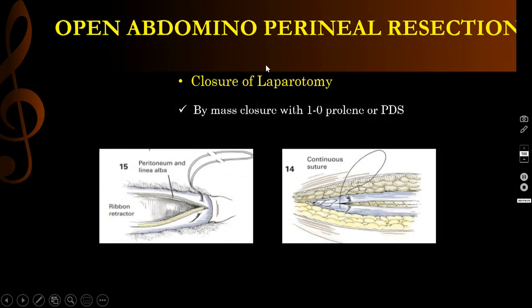Then now you have to close the laparotomy by mass closure technique, either with Prolene or 1-PDS. You can use it. This loop suturing technique, you can use it, and okay, you can close this linea alba. This is what you have to do. You have to start closing the linea alba either with Prolene or PDS.